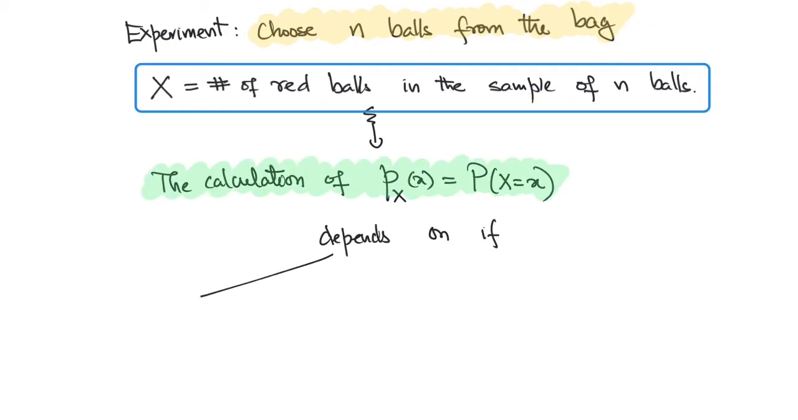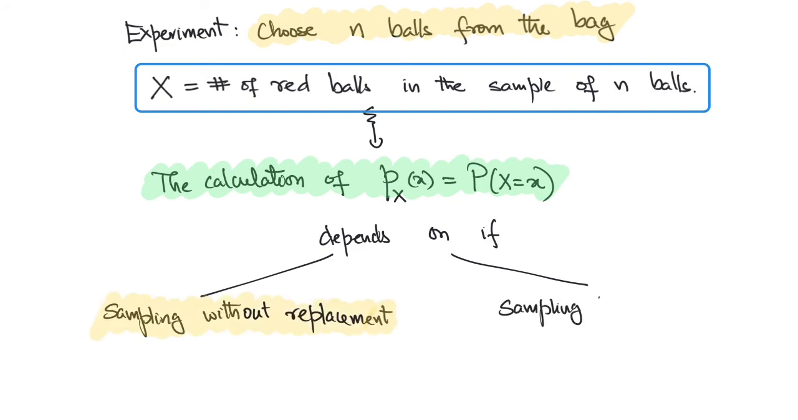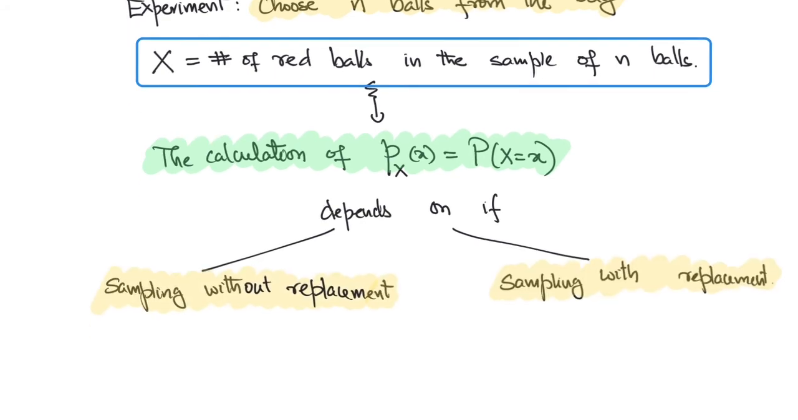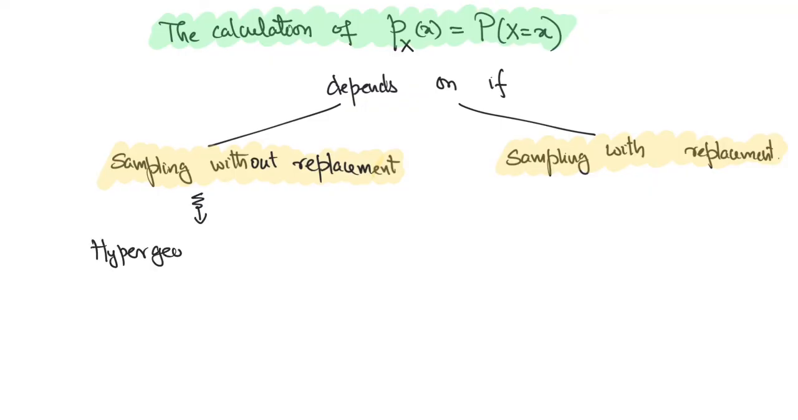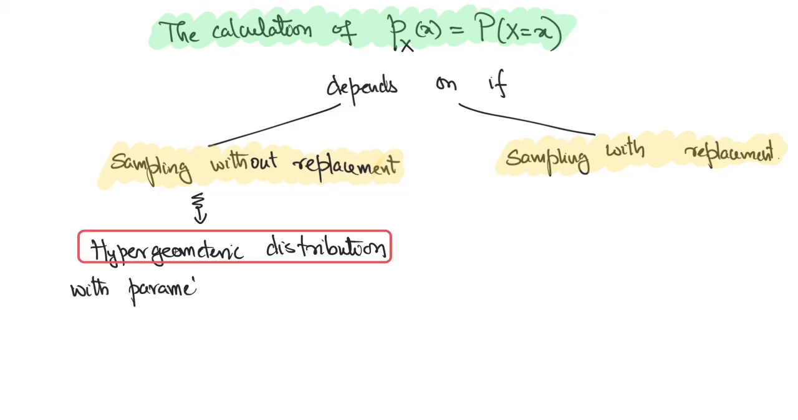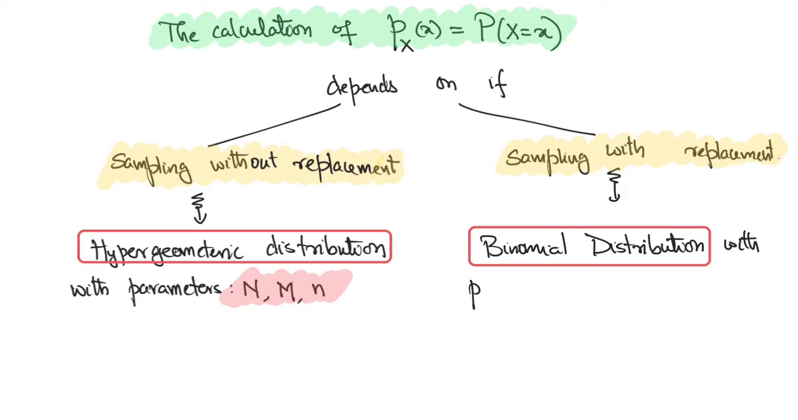However, notice that this depends on how we sample, whether we are sampling without replacement or sampling with replacement. When we are sampling without replacement, the distribution of this random variable is going to be what is known as the hypergeometric distribution with parameters capital N, capital M, and small n. When we are sampling with replacement, we are going to get the binomial distribution with parameters small n and p equals capital M over capital N. There is a typo in the video. It should have been p equals capital M over capital N.